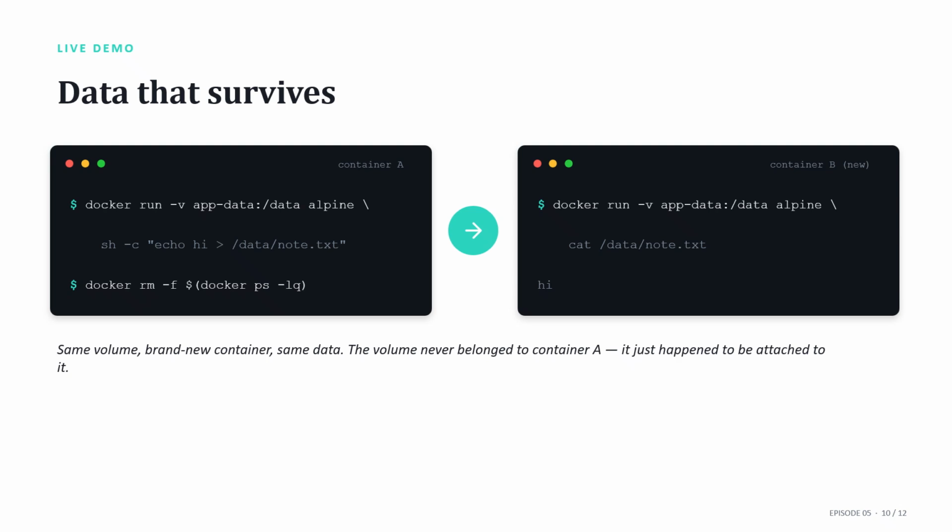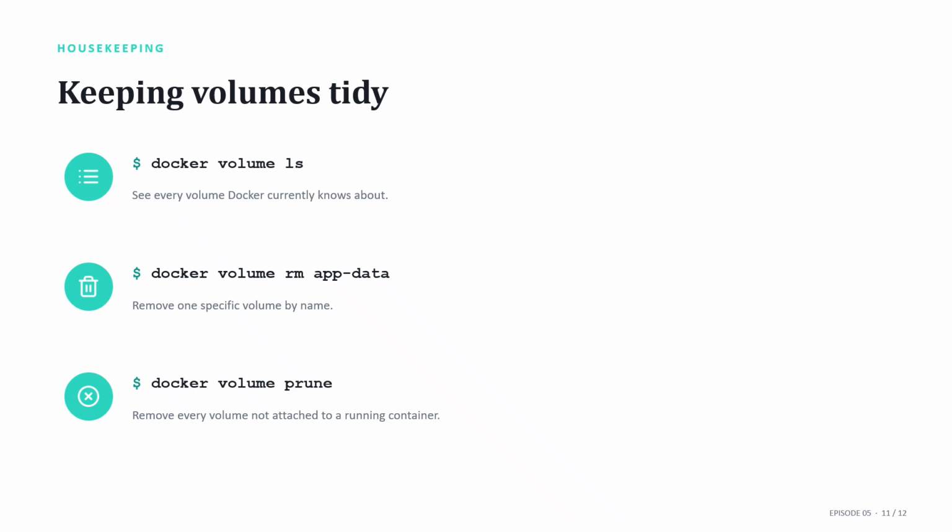A few commands to keep things tidy as volumes pile up. docker volume ls to see everything Docker's tracking. docker volume rm and a name to remove one specific volume. And docker volume prune to remove every volume that isn't currently attached to a running container.